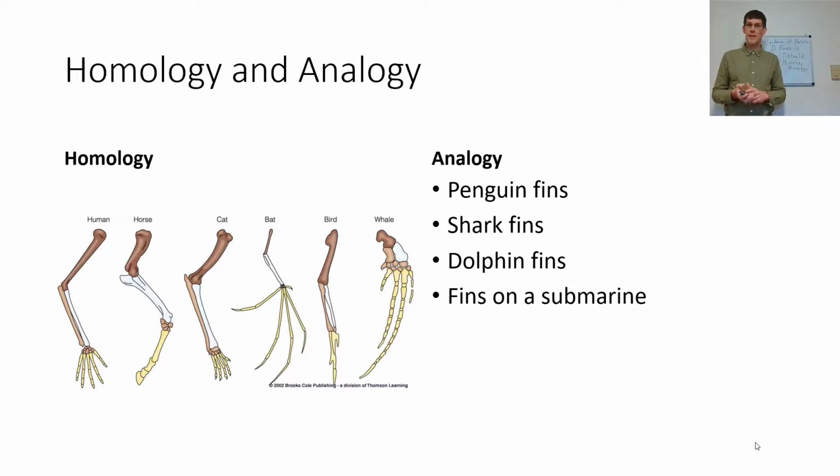Shark fins look like penguin fins, look like dolphin fins, but between penguins and dolphins were a whole bunch of things that were land-dwelling and didn't have fins. So this is analogy. There are similar solutions to the same problem. Fins on a submarine are analogous to shark fins. They're for cutting through the water, but they really didn't evolve. So analogy is similar solutions to a common problem not present in the most recent common ancestor.